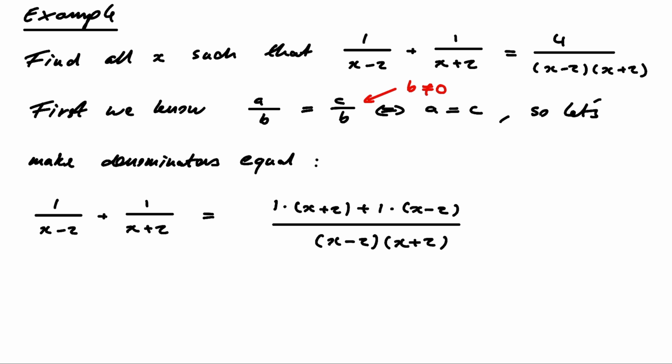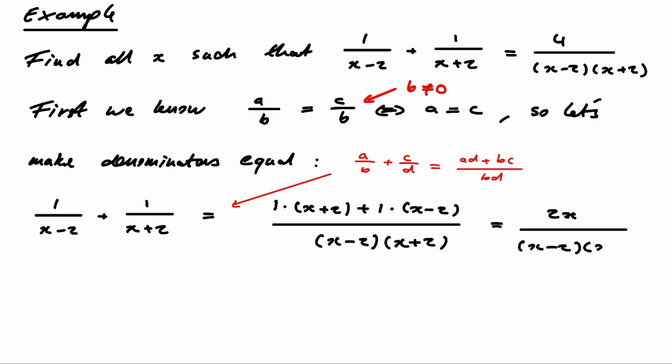I want to be very careful again, as always. This is just the fact that a divided by b plus c divided by d is ad plus bc divided by bd. So now let's take the time to simplify the numerator, or at least write it in more polynomial format. Constant term, I get a 2 there, but I get a minus 2 from that, so it's 0 constant term. Linear term, I get an x plus an x, so I get a 2x on top, all divided by x minus 2, x plus 2.